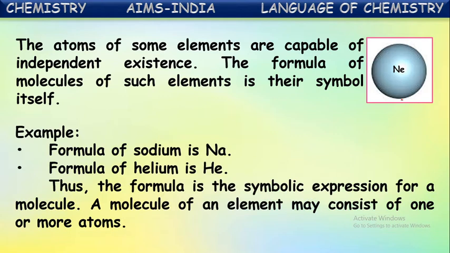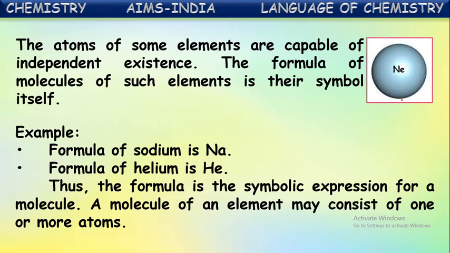Next, some more examples are mentioned here. As we told, metals exist as single atomic element molecules. The formula of sodium is Na, the formula of iron is Fe, we can say like that. And the formulae of noble gases also are their symbols themselves. For example, neon's formula, as we told, is Ne, and the formula of helium is He.